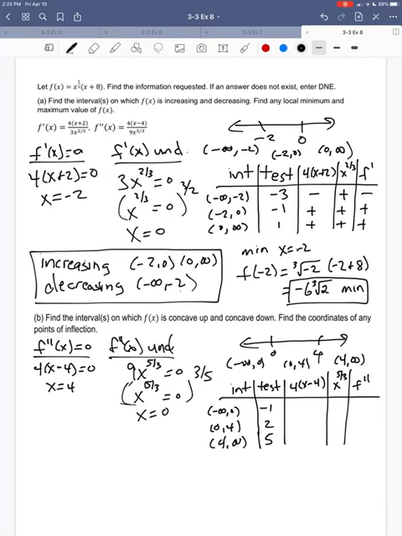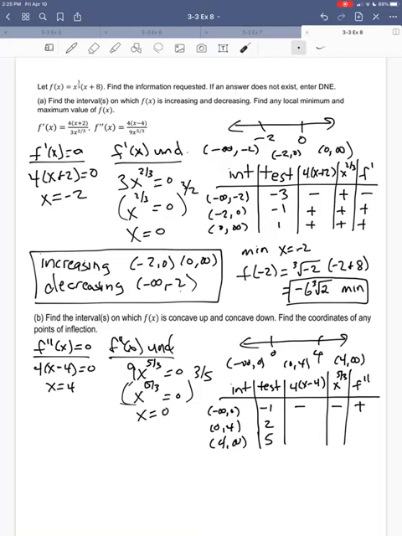If I plug negative 1 in, negative 1 minus 4 is negative, so that whole thing is negative. Now here I've got x to the 5/3 power. Remember then, the denominator is the root, the numerator is the power. So I'm going to take the cube root of negative 1, which will be negative, and then I'll take the 5th power. A negative number to a 5th power is still negative. And now for the second derivative, that's going to be this quotient, right? The quotient of those two. Negative divided by negative is positive. So it's going to be concave up there.